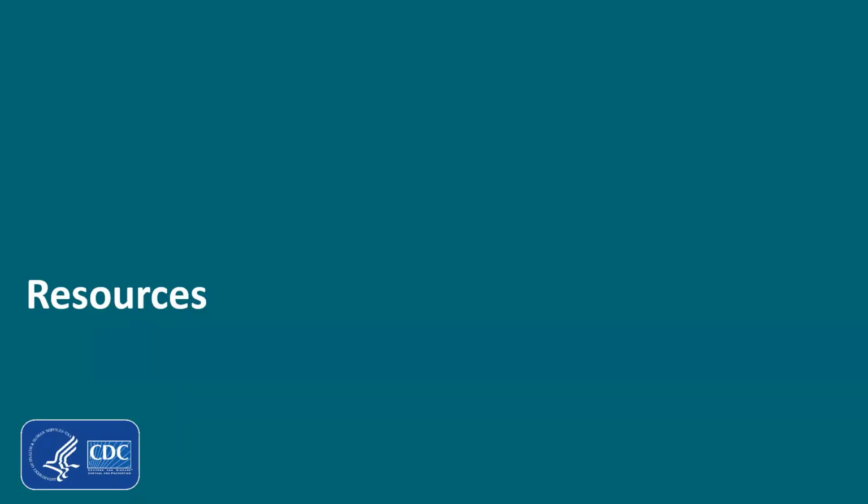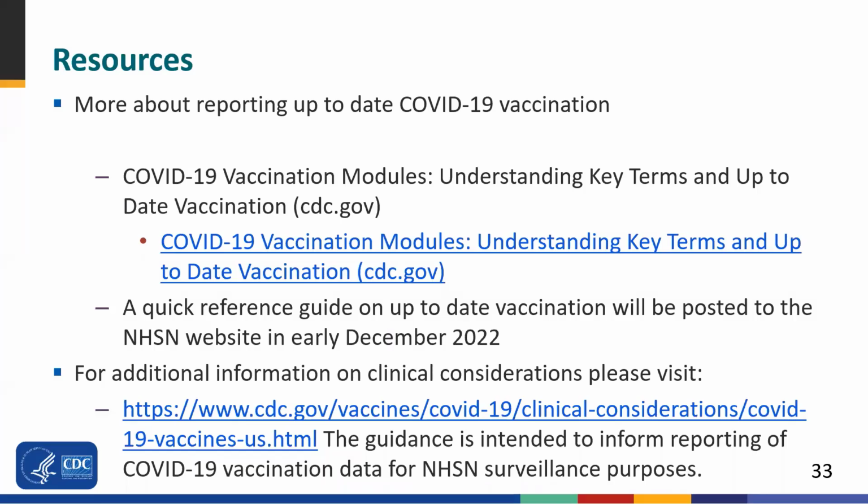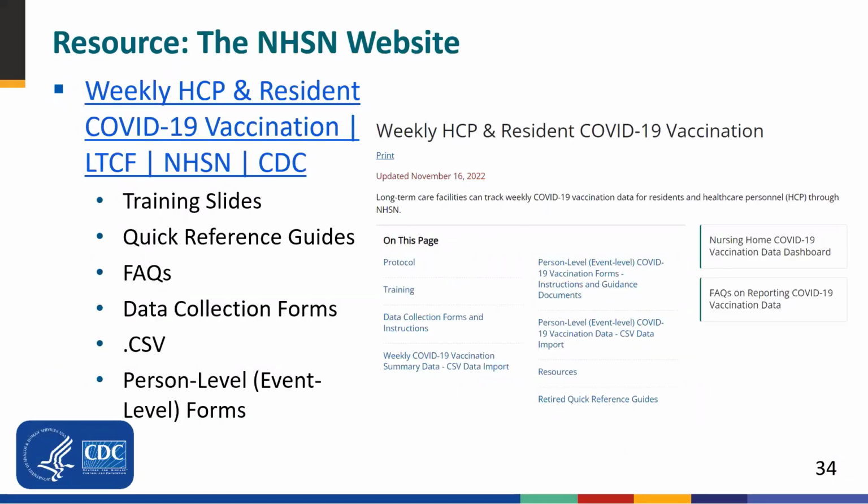We will now review how to access the additional resources that are available to facilities. Several resources are available for reporting up-to-date COVID-19 vaccination data for long-term care facilities. The links on this slide will take you directly to the resources. The long-term care vaccination component website contains links to a variety of training materials, including quick reference guides, training slides, TOIs, and information on CSV upload. The TOI is a great resource to use while entering weekly data for the COVID-19 vaccination modules.